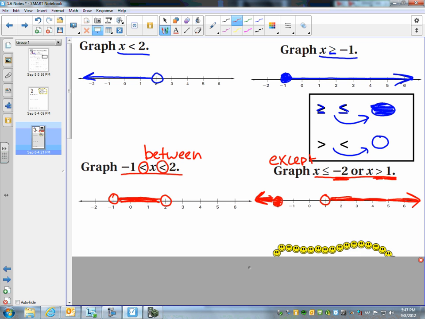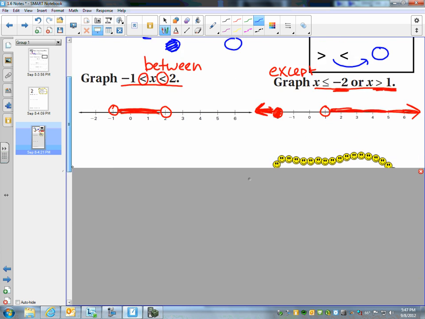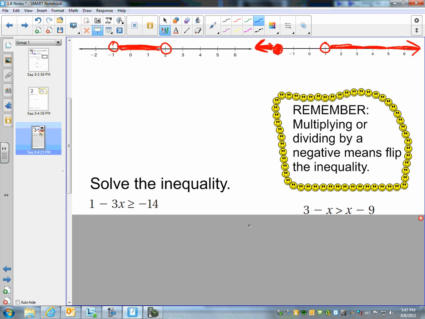That's it. That's graphing. Main ideas are less than is to the left. Greater than is to the right. If it has an equal to sign, close it. If it doesn't, leave it open. So that's graphing. The next thing we're going to do is solve some of these.